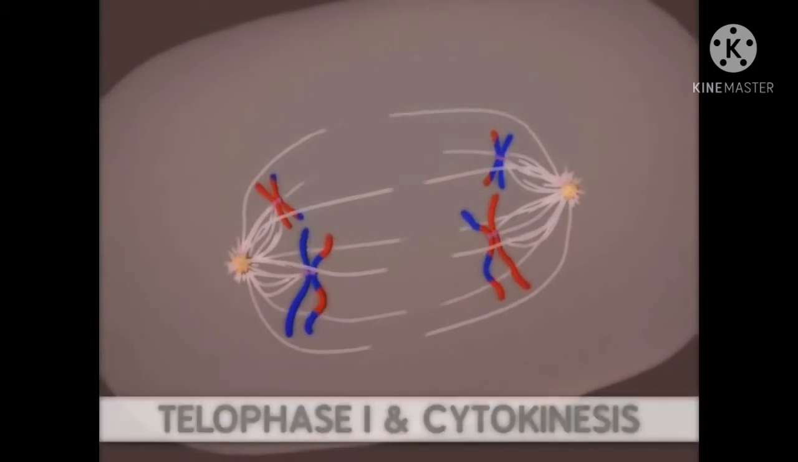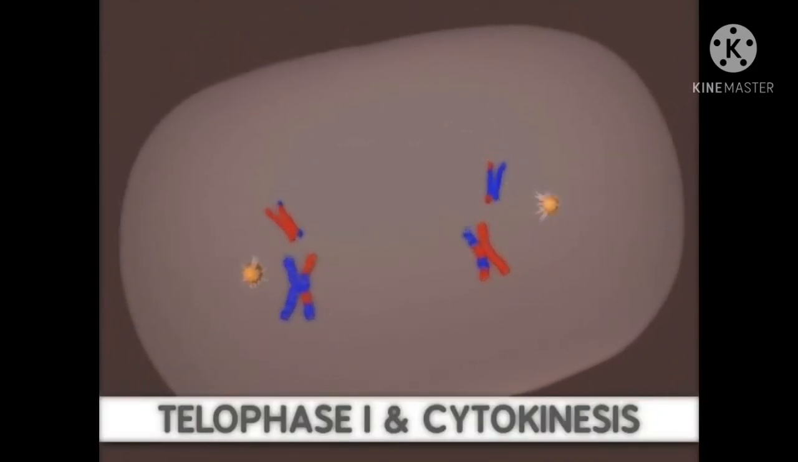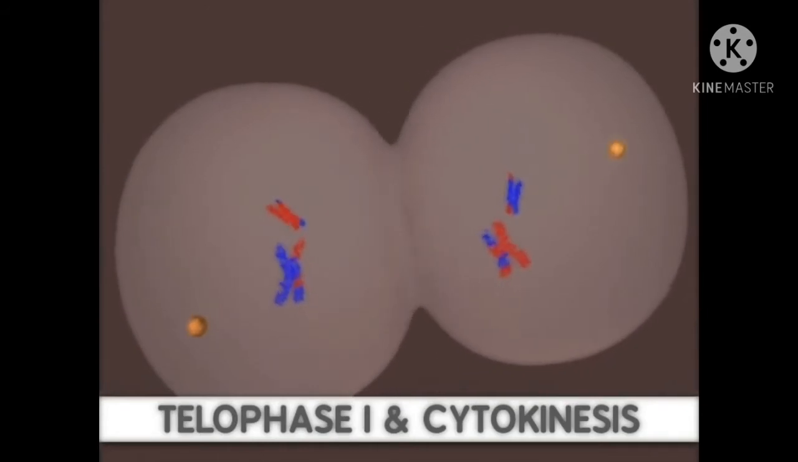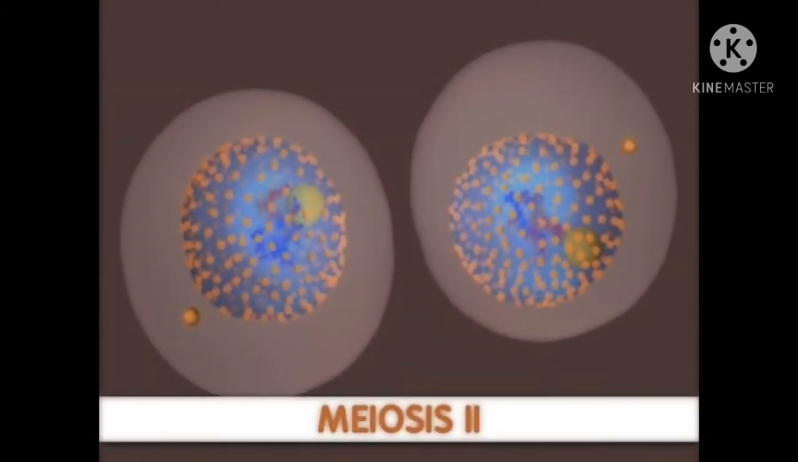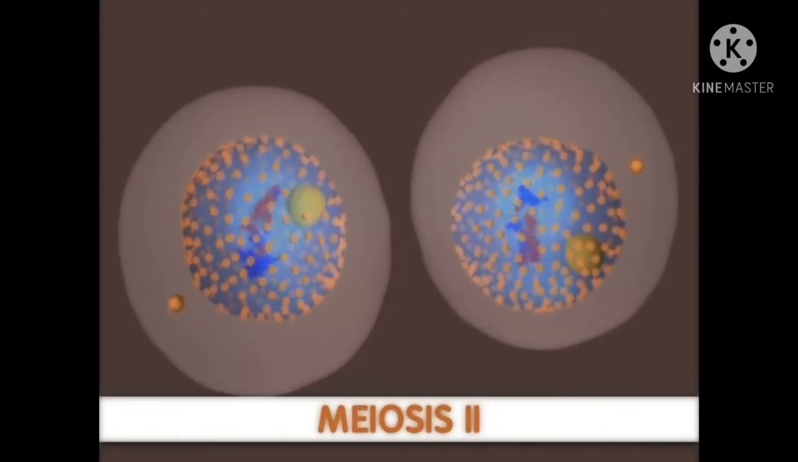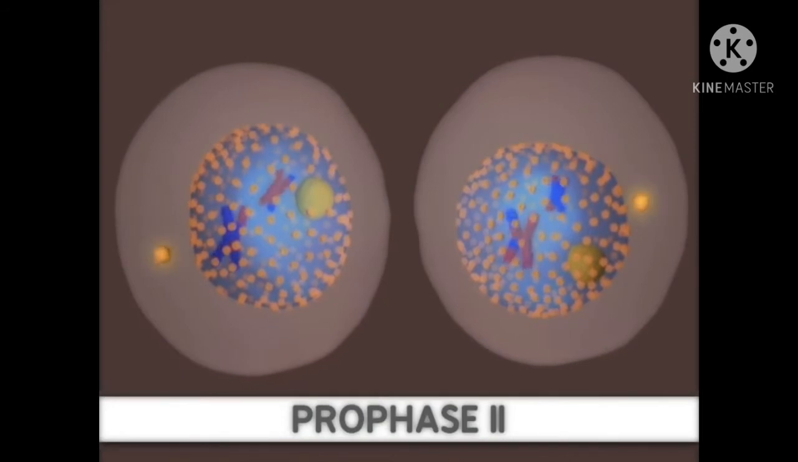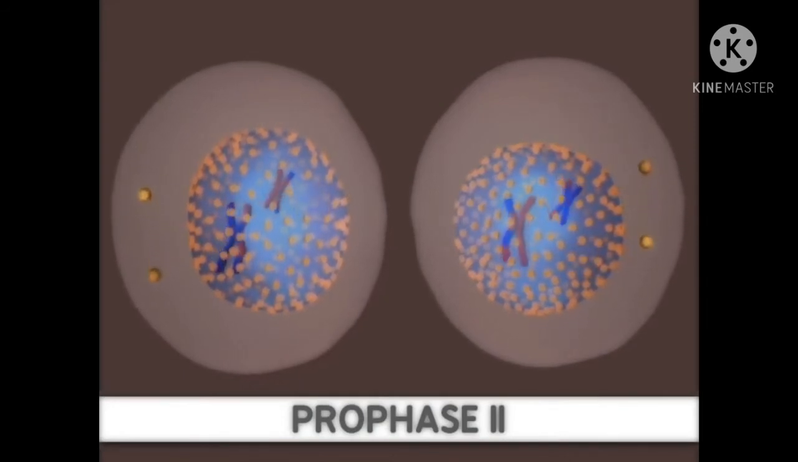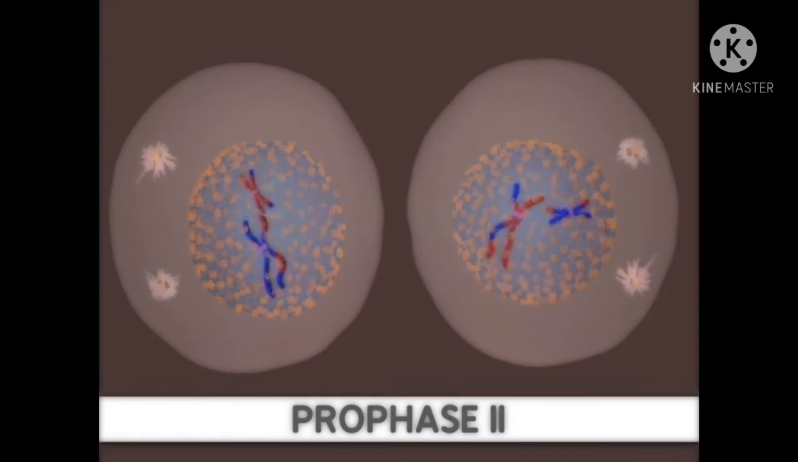In telophase 1 and cytokinesis, two new nuclei are formed, each containing only half the chromosome number of the original parent cell, and the cytoplasm divides. These two new cells undergo meiosis 2, which is the division stage and is similar to mitosis. In prophase 2 again, chromosomes condense, the nuclear envelope breaks down, and the spindle apparatus forms. Each double-stranded chromosome attaches to a spindle fiber.